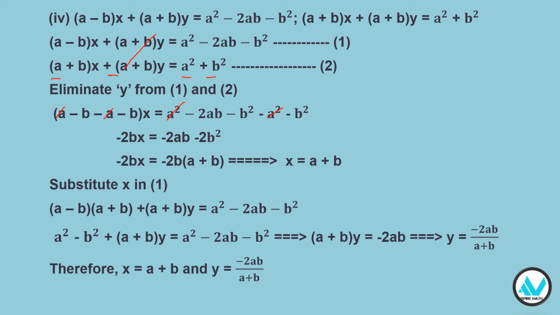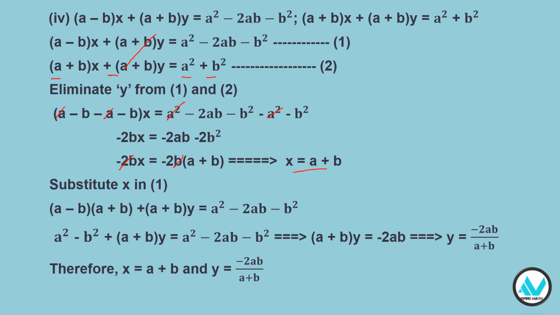Now let me write the next step, that is minus 2bx equal to, I am taking minus 2b outside, so I am left with a plus b. So when I cancel minus 2b on both sides, I am left with x equal to a plus b. This gives the value of x. So x equal to a plus b.